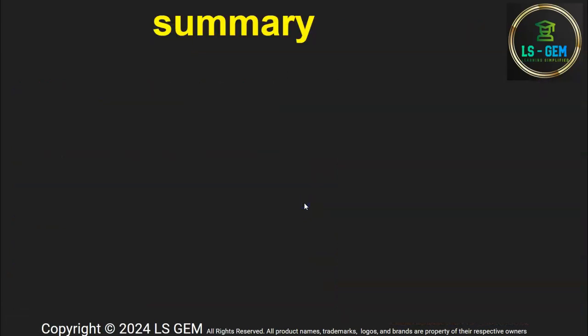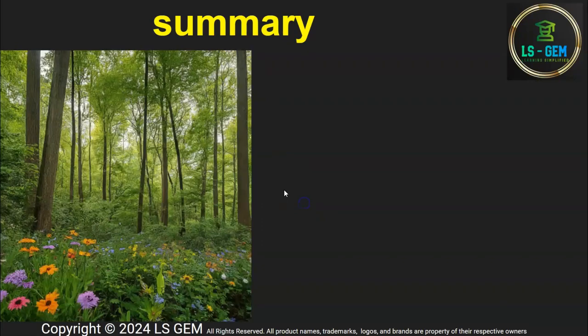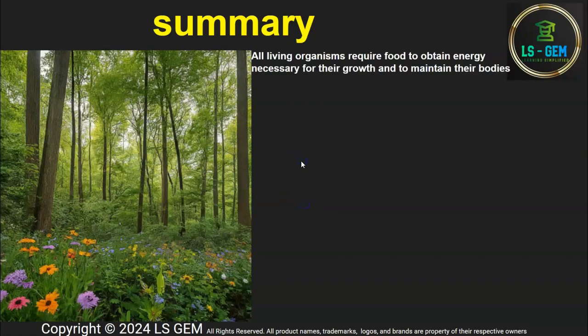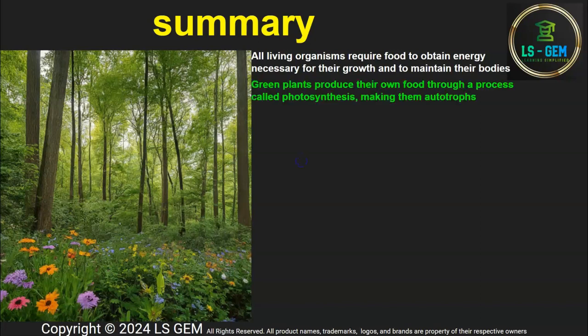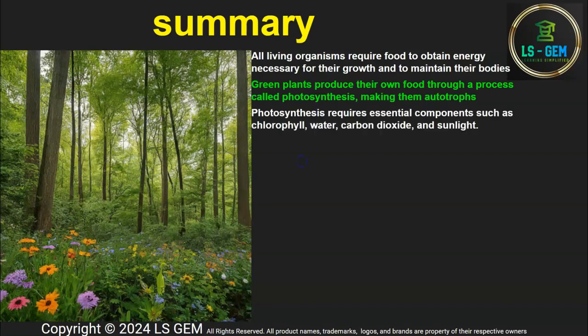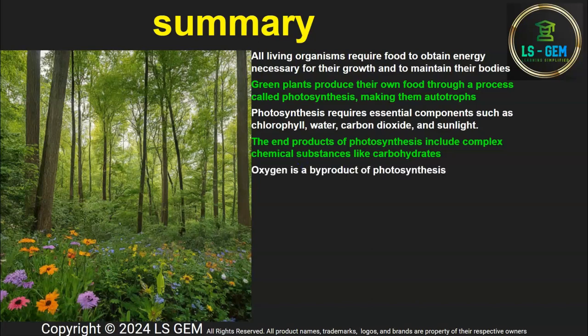Now, summary. What is the summary of this chapter? We have learned that all living organisms require food to obtain energy necessary for their growth and to maintain their bodies. Green plants produce their own food through a process called photosynthesis, making them autotrophs. Photosynthesis requires essential components such as chlorophyll, water, carbon dioxide, and sunlight. The end products of photosynthesis include complex chemical substances like carbohydrates. Oxygen is a byproduct of photosynthesis.